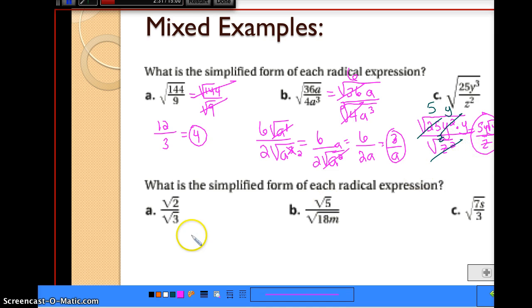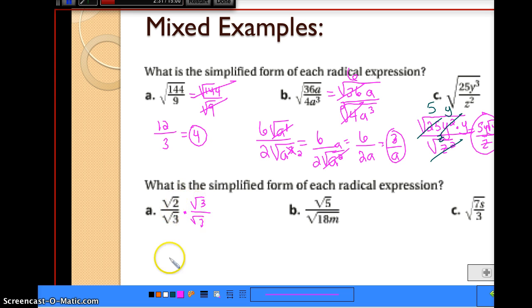All right, let's look at these. I can't simplify these, they're not divisible by each other. So the only way I can get rid of the radical in the denominator is to turn the square root of 3 into a perfect square, which means multiply it by the square root of 3, but you have to do it to the numerator too.